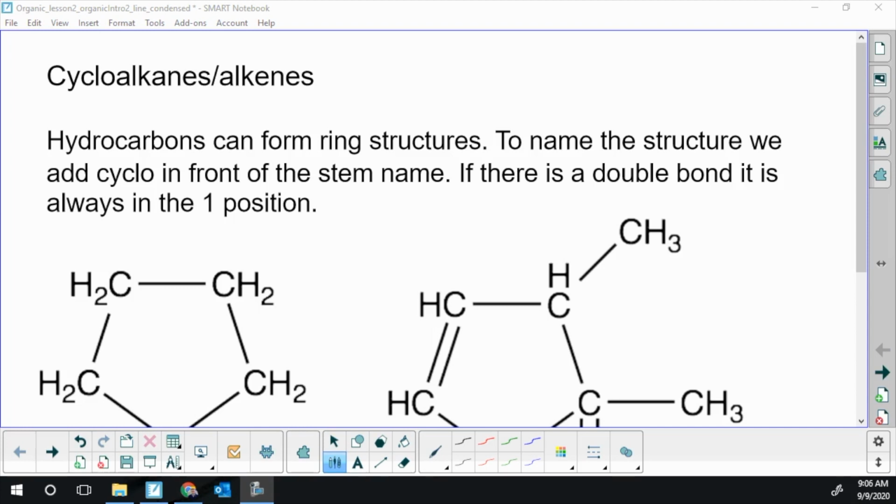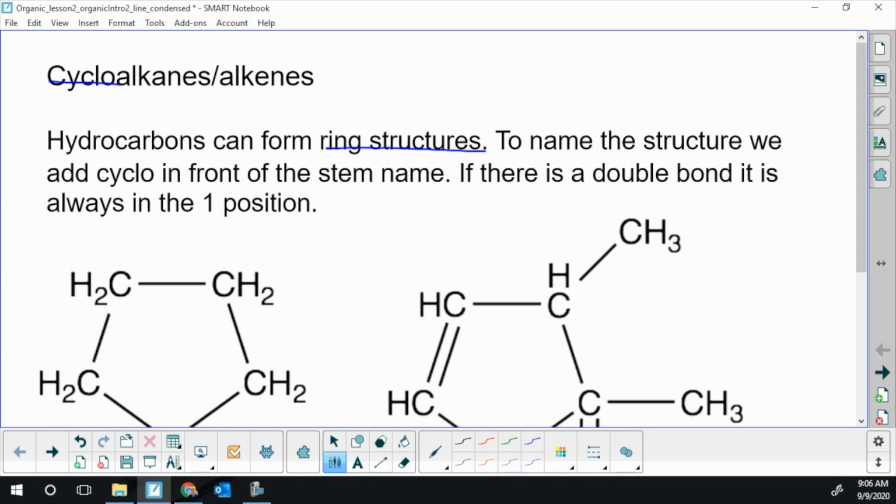Okay, so we're going to talk about a couple new families today. I'm lumping them together. They're forms of alkanes and alkenes, but we have the word cyclo in front. So that tells us we're going to have a circle as part of the stem in these examples. So hydrocarbons can form ring structures. Often students ask me in yesterday's lesson whether this is possible, and I kind of just defer them to today when we deal with them.